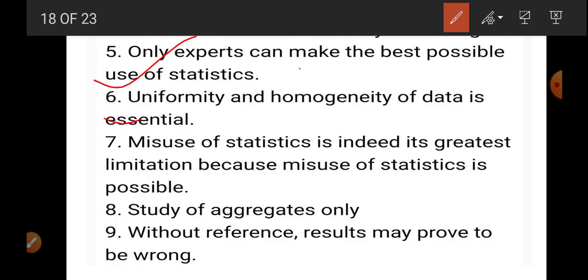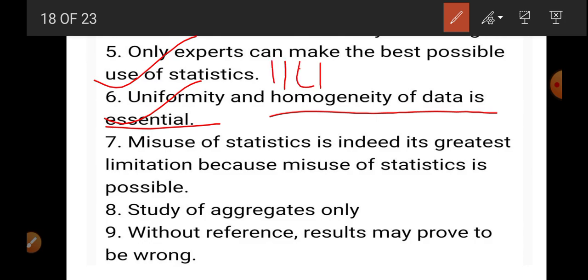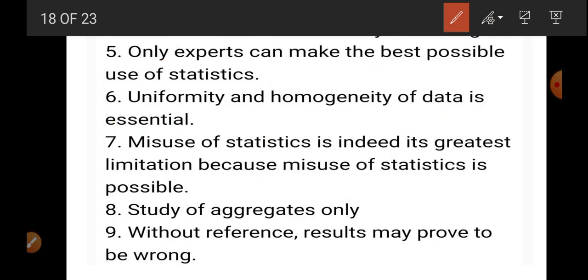Uniformity and homogeneity of data is essential. Uniformity or homogeneity means the data is going to be similar. Like if you take two classes to compare, 11th C and 11th B, if there is height in one, there should also be height in the other. If there is height in one and weight in the other, you cannot make the comparison. So that is given here.